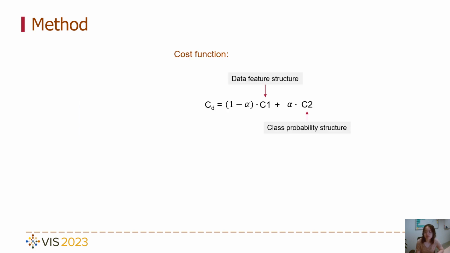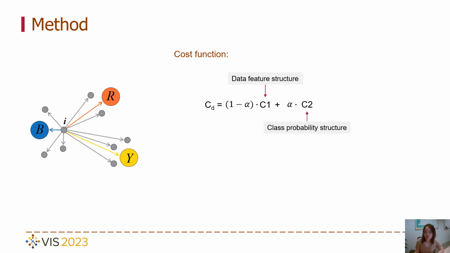As placement of data points impacts both data feature structure and class probability structure, we define the cost function for data points as a weighted sum of C1 and C2. By adjusting the alpha value, we can generate a projection view with a merged perspectives of interest or even animate the projection. Throughout the optimization process, each data point can be viewed as receiving a weighted force from all other data points and class landmarks.